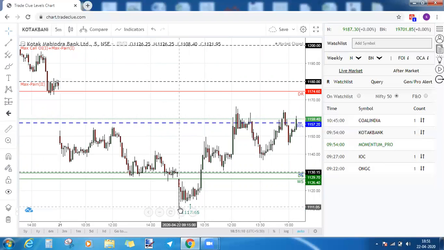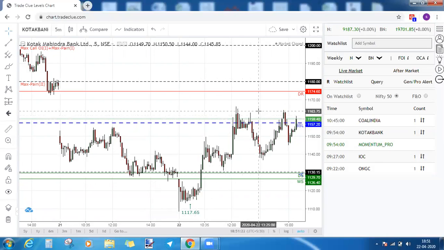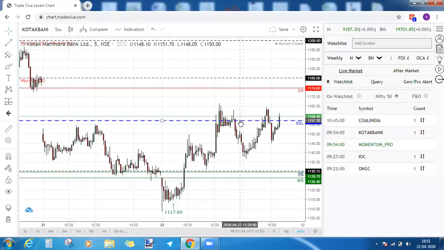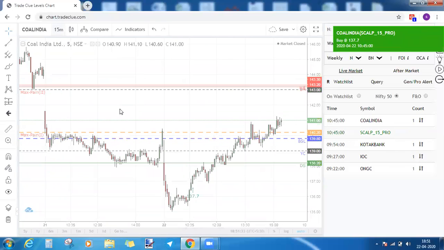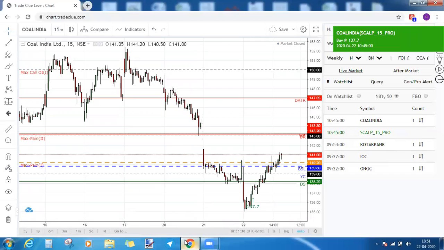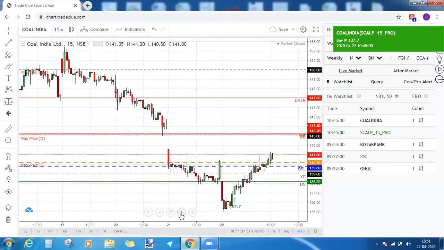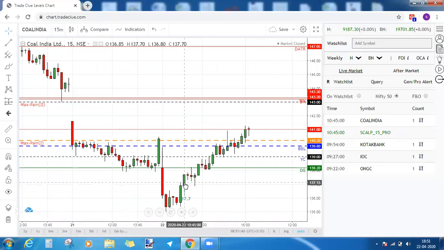Even if you have kept this day's low as your stop loss, that was very small, around 9 rupees I think. And from there you can see what was the high that was achieved by Kotak Bank. Then you have Coal India. This is a scalping on 15-minute time frame. So buy was generated at 137.7 at 10:45. So this was the candle.